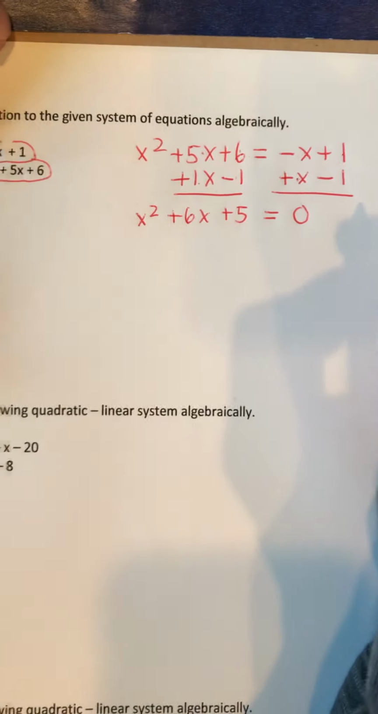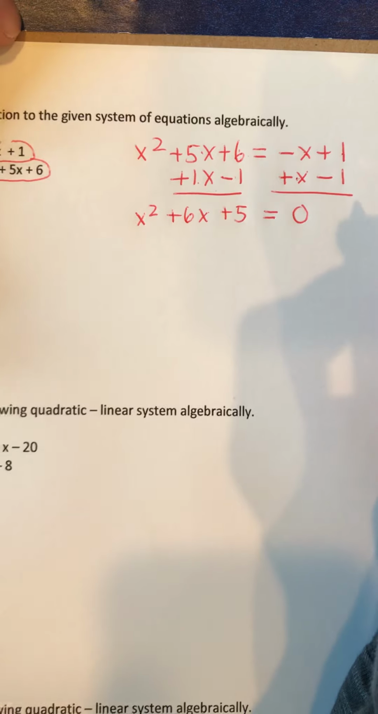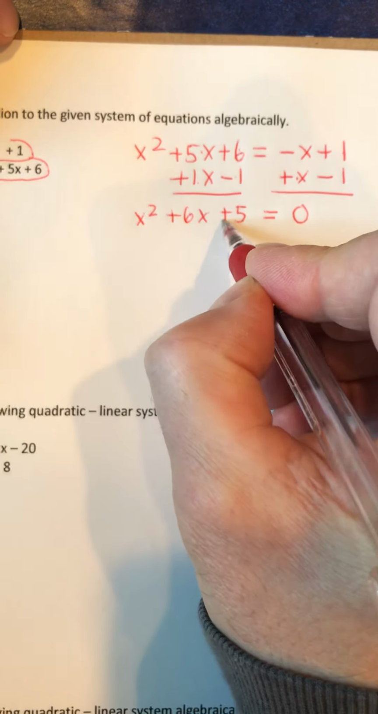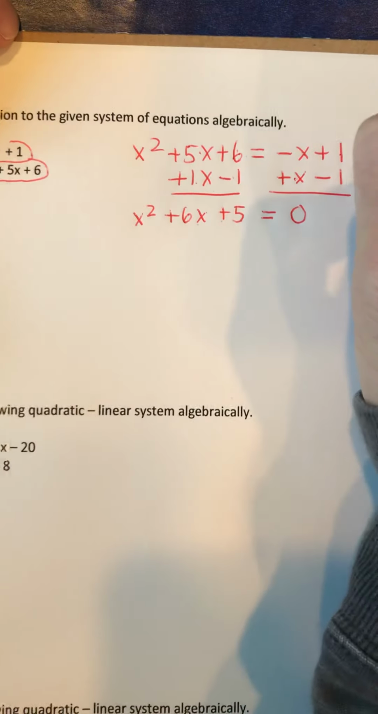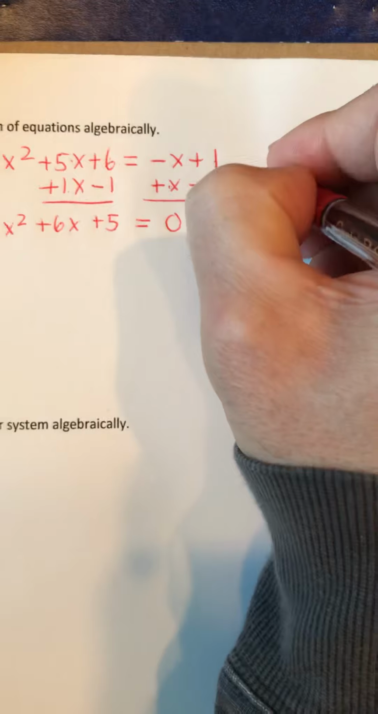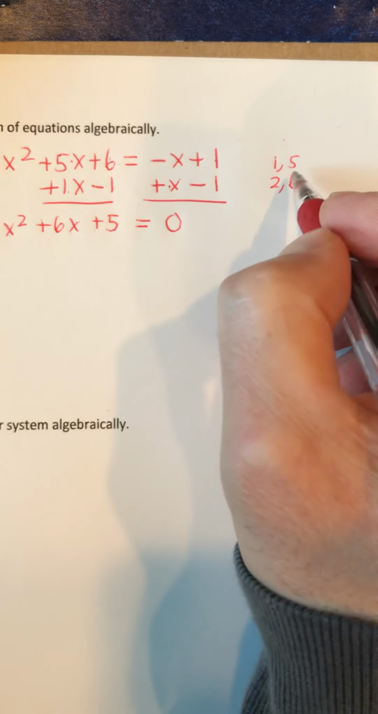All right? Now we're on to the third step. We're going to try to factor. We need factors of 5 that add to 6. Well, think about our factors of 5. We got 1 and 5. These are the ones that are going to add to 6.